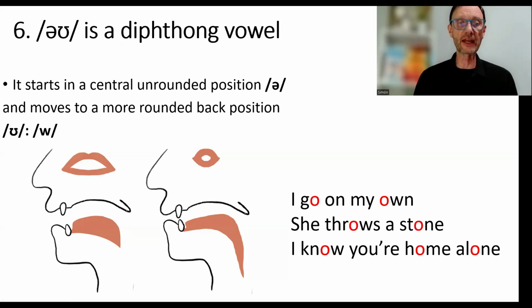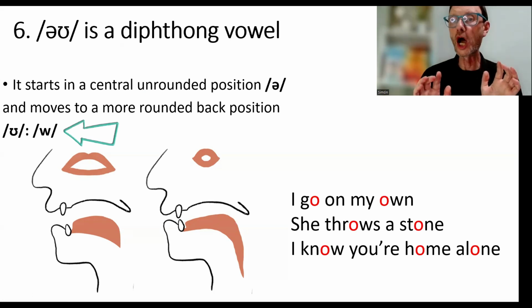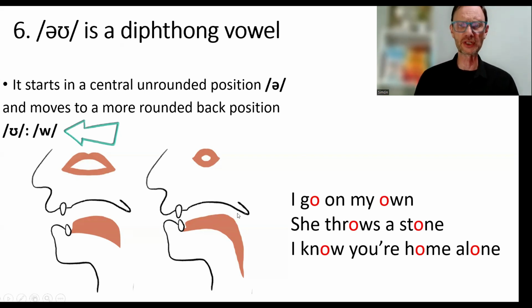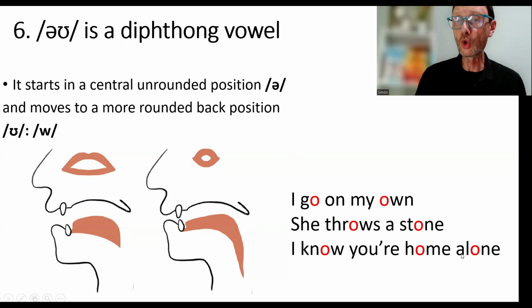So you notice in the diagram, it begins with O, like that. And at the end, you notice there's a W sound, O. So you have to include the W at the end. Very important. Let's practice these together. I go on my own. She throws a stone. I know you're home alone.